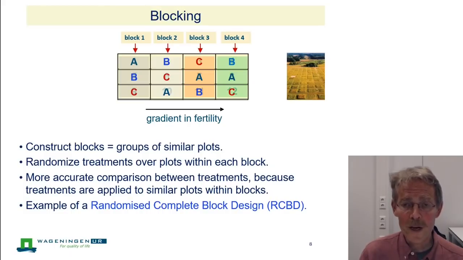And we'll get a more accurate comparison between treatments. Intuitively, I hope you already see that, because we are comparing A, B, and C on dry plots, but also we are comparing A, B, and C on wet plots. All the time we have A, B, and C on plots that are similar. So that suggests that we get a more accurate comparison. This design is called a randomized complete block design.